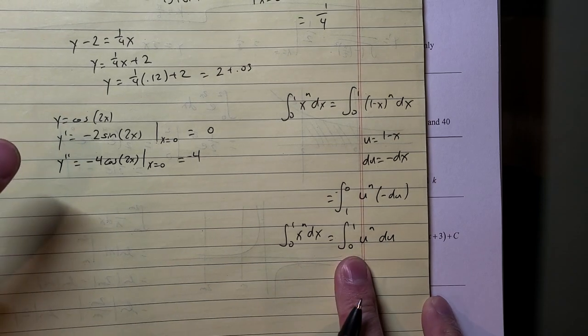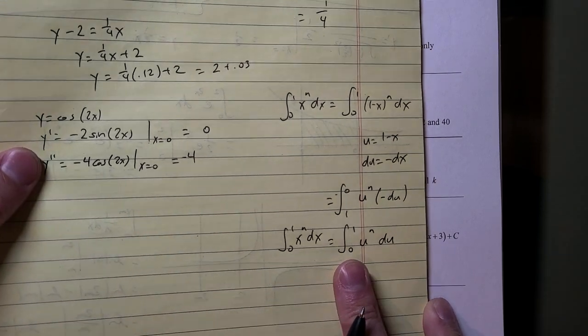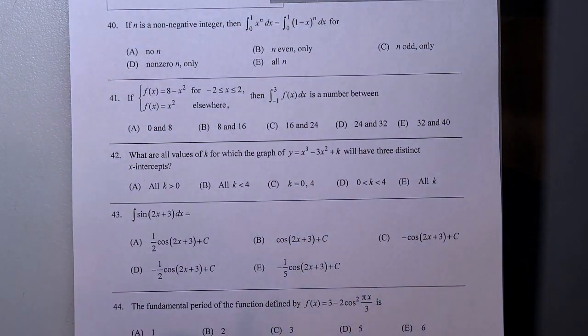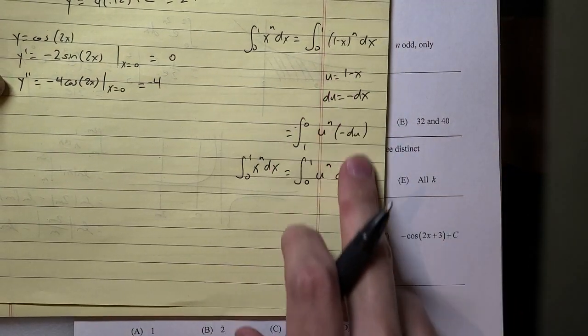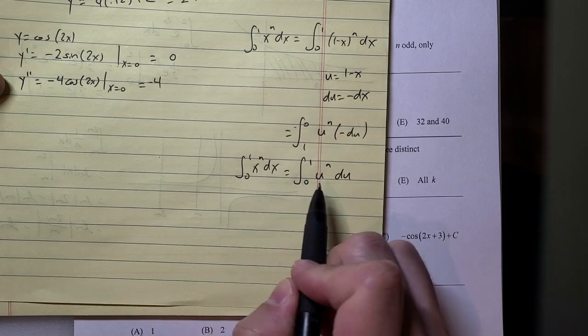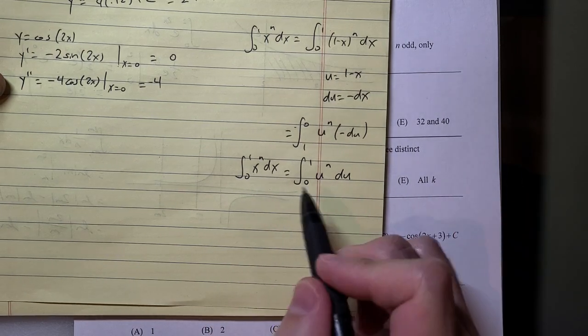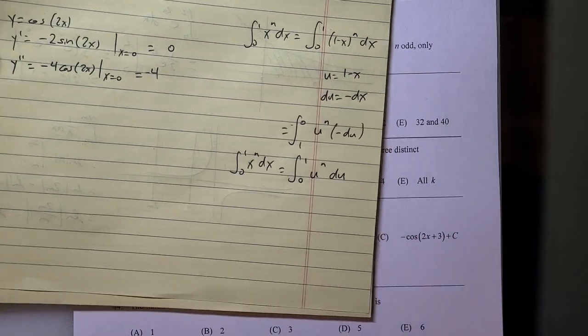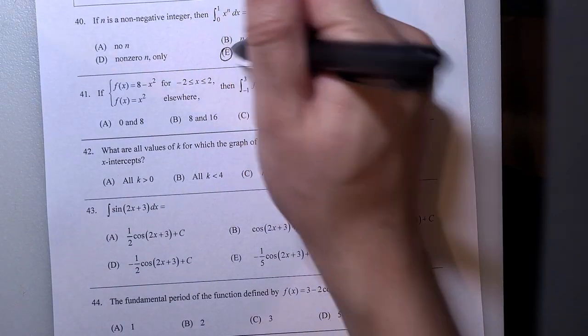So these look exactly the same, actually. So which choice is it? Okay, it's probably for all n, since once we made a substitution, it's the exact same. Just the variable is a different name. We could change the u back to x even. It'll be the same thing. So it's for all n.